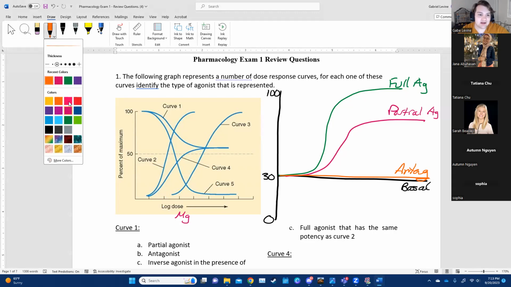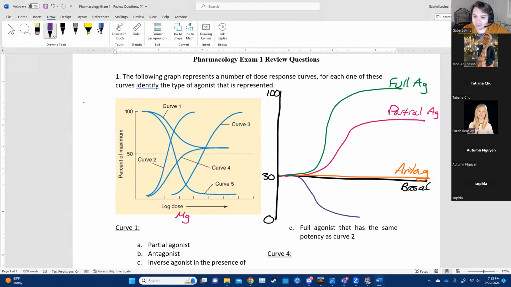The only time that you decrease the activity of the cell below what it normally is is with an inverse agonist. An inverse agonist's job is to lower the activity of the cell so much that it's actually below basal. Any questions about this?